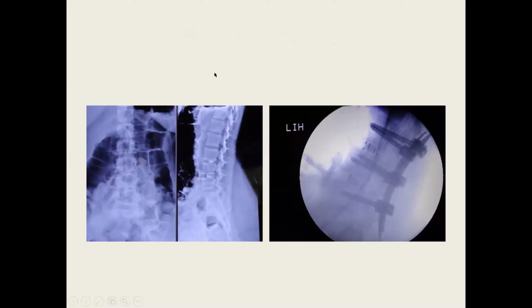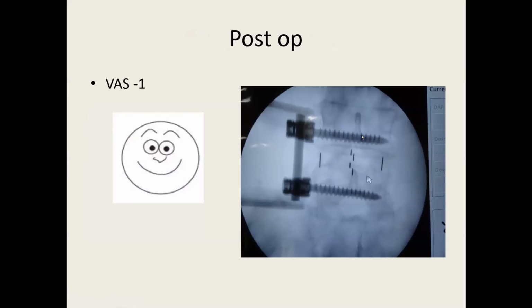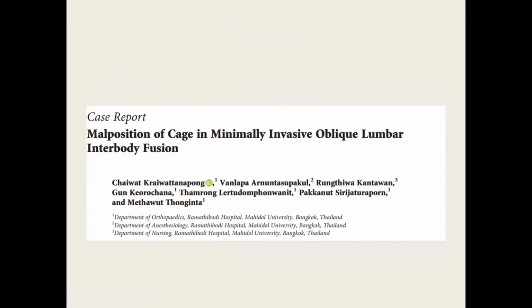Like this case, first we did the OLIF and then we supplemented with posterior fixation with percutaneous fixation. If not posterior, like this case, we did a lateral fixation. But now we have Olive cases where you can put the screws on that side without the rod also. So it's always better to add fixation to prevent subsidence.